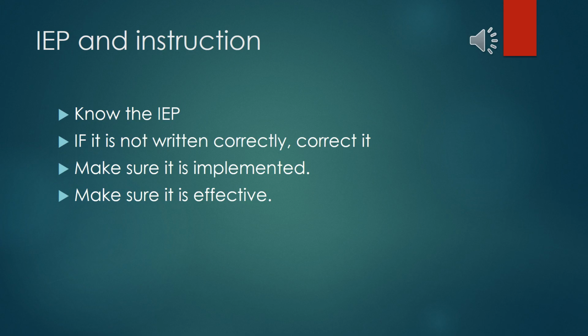Secondly, you must make sure that IEPs are implemented as they are written. This is your job. An IEP is a legal document, and it must be implemented as written. Third, make sure that if it's being implemented, that it is effective. If an IEP is not effective, it's time to go back to the table, get with your IEP team, and look at that IEP again.